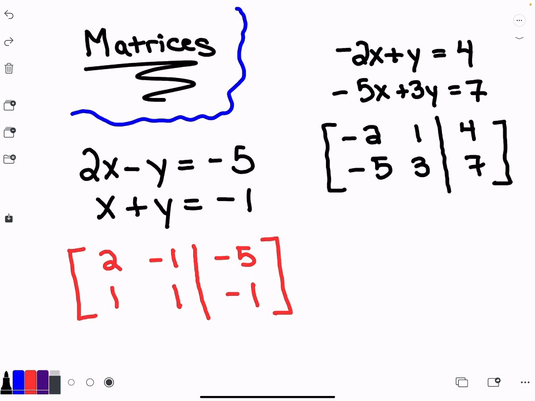So when you look at a matrix, the first column is like your X, the second is like your Y, and then equals whatever the number is over here, right? So that's the way your matrix is set up. So simple, simple. Let's go.